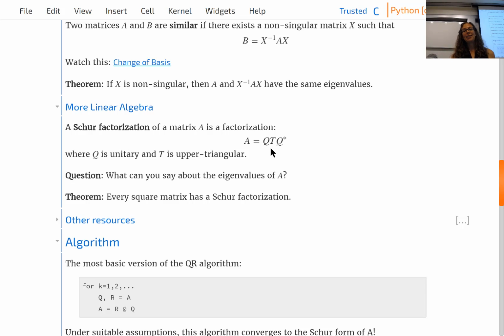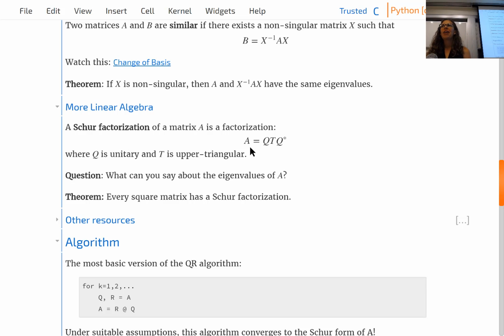Actually, first I'll ask, does anyone know what the eigenvalues of T, or of an upper triangular matrix, are? Is it the diagonal? Exactly. The eigenvalues of a triangular matrix are the diagonal. So what would the eigenvalues of A be in this case? The diagonal of T. Yes.